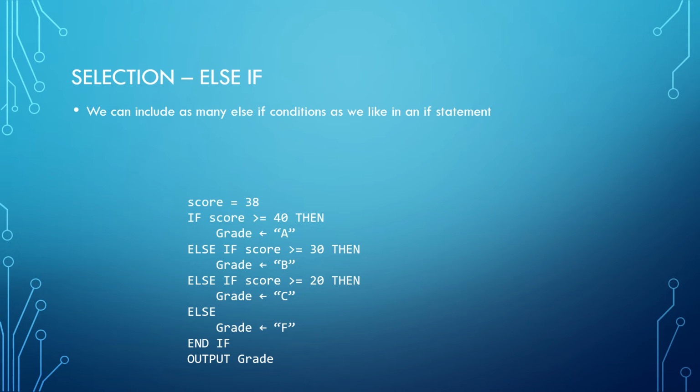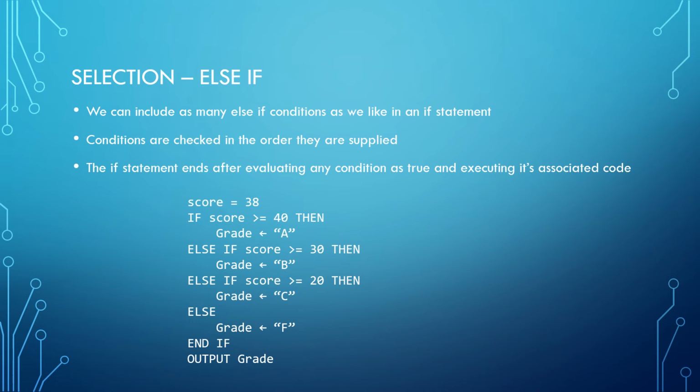The conditions of an if statement with else if conditions are checked in order. The if statement ends after evaluating any condition as true and executing its associated code. This is why in the example below, we don't need to say else if the score is greater than or equal to 30 and less than 40, because we know that it wouldn't have got to this stage of the if statement had it been greater than 40.